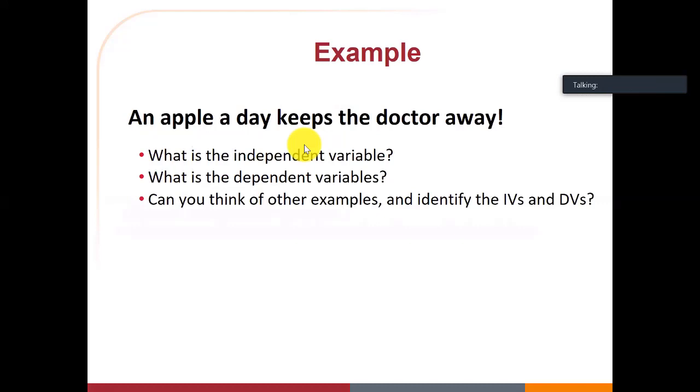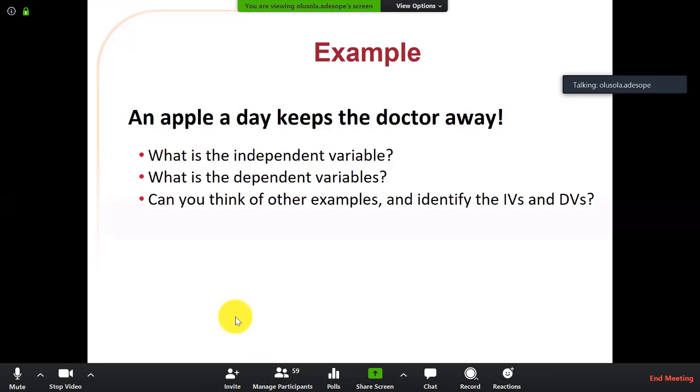We don't have much time, but I will briefly go through this. Let me give you an example. An apple a day keeps the doctor away. What is the independent variable? Anyone, please? An apple a day keeps the doctor away. It's a common popular saying.